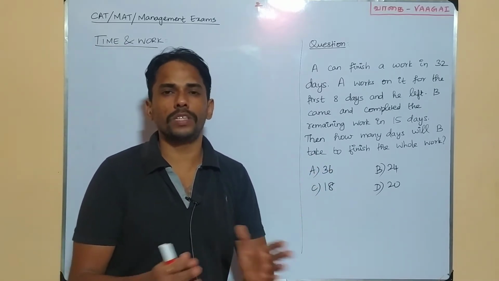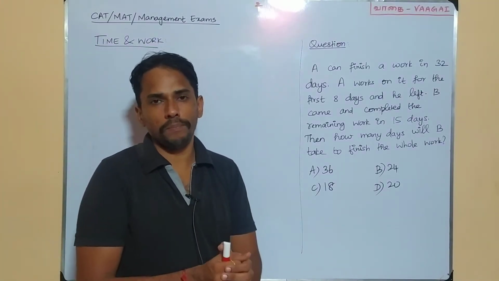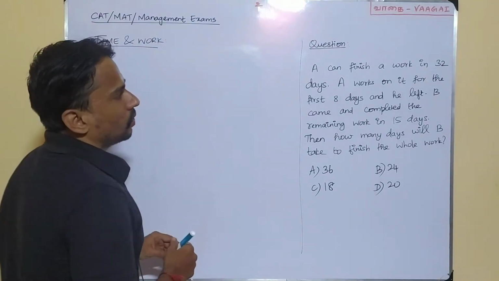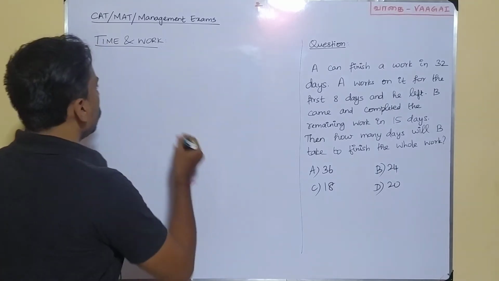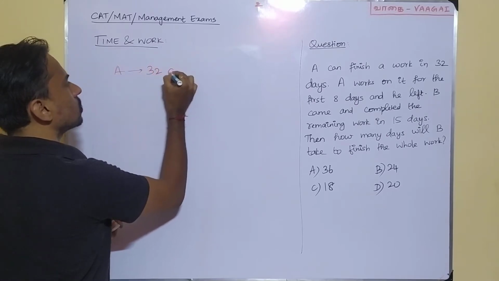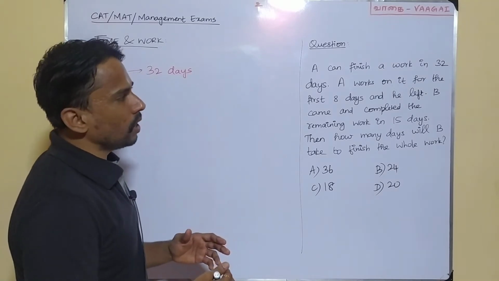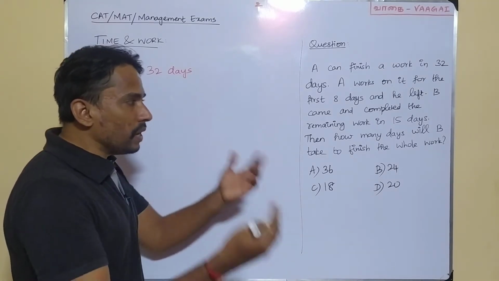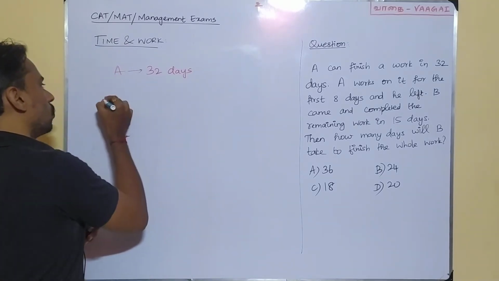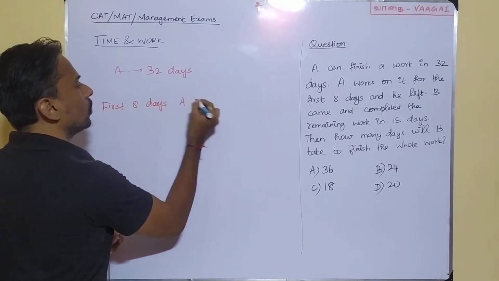A very simple, basic question it is. And again, we'll see some approach to solve this problem. Let's start. So there are only two people here, A and B, and first they are starting with A. So A can complete a work in how many days? They are giving it to be 32 days. And A is working on it for only the first 8 days. Then A is leaving, then B is coming. That's what is given. So that means A is working for only the first 8 days. So first 8 days A is going to work.